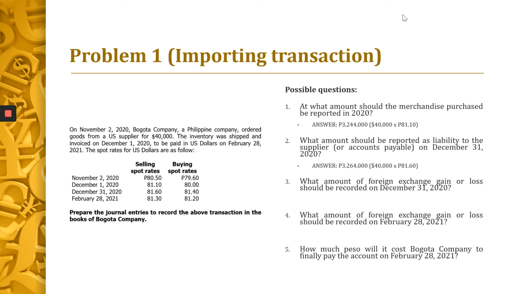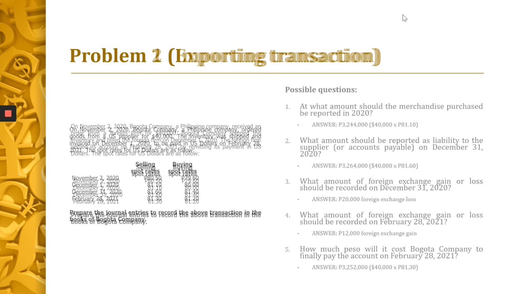Next, what amount of forex gain or loss should be recorded December 31, 2020? That is 20,000 forex loss. Number 4, 12,000 forex gain. Then number 5, final requirement, how much peso will it cost Bogota Company to finally pay the account on February 28? That is 3,252,000 using the spot rate as of the date of settlement. That's all for problem number 1.